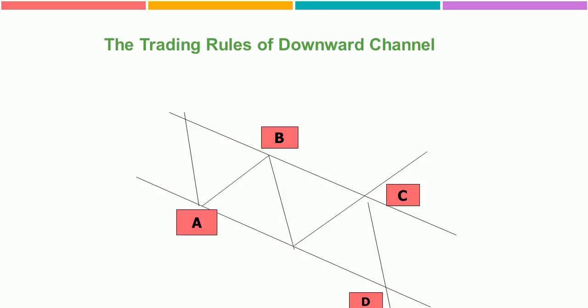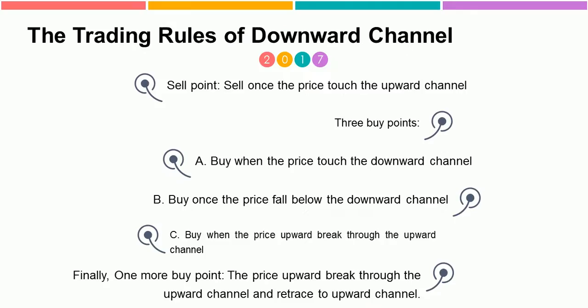Then we can see the trading rules of the downward channel. So we can see here, A is the buy point, B is the sell point, C is the buy point, D is also the buy point. Okay. If you see the share is in the downward channel, downtrend, it has 1 sell point and 4 buy points.